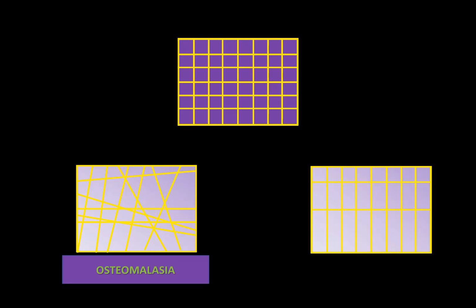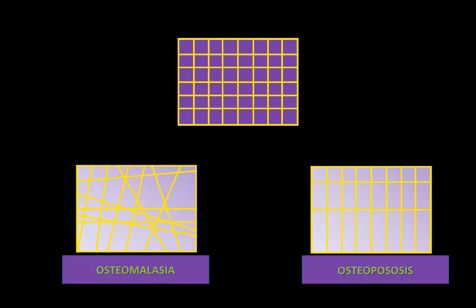Now, whenever the deposition of calcium is reduced, it can be because of increased osteoclastic activity, or it can be because of decreased deposition. Whenever it is because of decreased deposition, we call it osteomalacia. Whenever it is because of increased osteoclastic activity, we call it osteoporosis. But there is one more difference in these two.